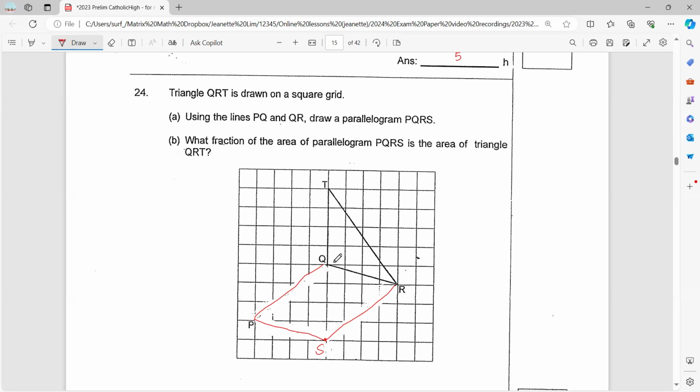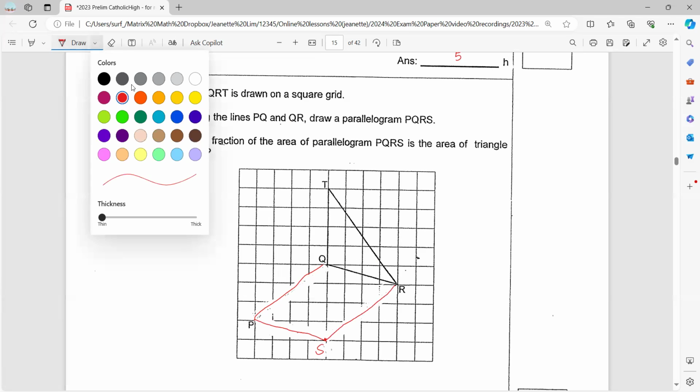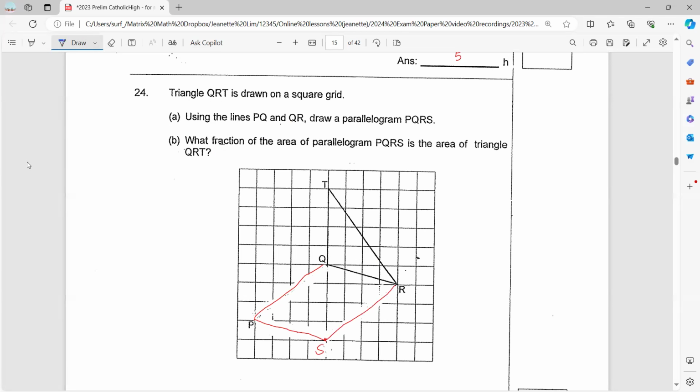Or you can do this. Let me show you in another color. Go to the right 4 times. Come down 1 time. Go to the right 4 times. Come down 1 time. Follow the same sequence, and that line will be parallel and equal.